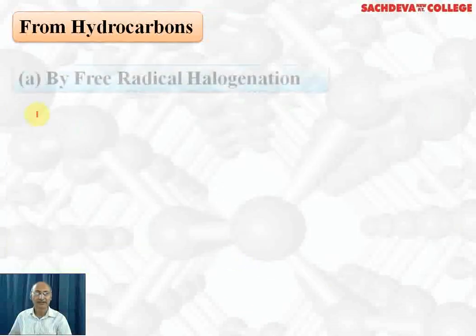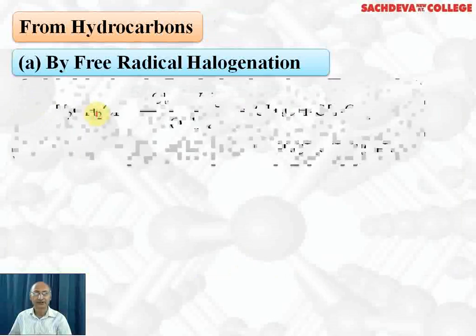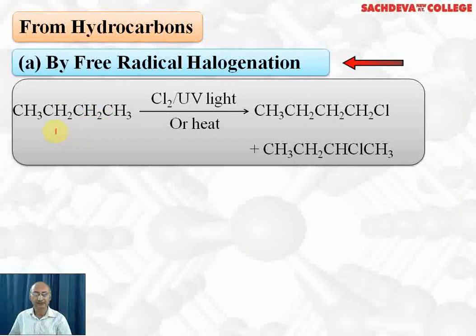Next method we are taking is from hydrocarbons. First is by free radical halogenation. Chlorine in the presence of ultraviolet light results in the formation of 1-chlorobutane and 2-chlorobutane. 2-chlorobutane will be formed to a greater extent because the secondary free radical is more stable than the primary free radical. This will be 72% 2-chloro and 28% 1-chloro.